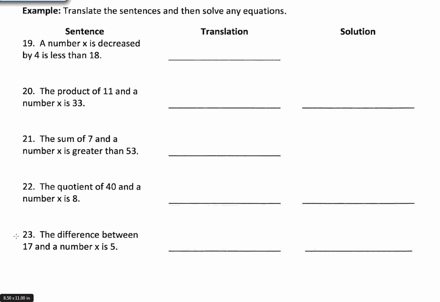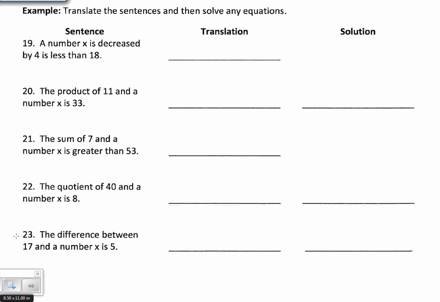Here we're going to translate sentences and then solve any equations. Up top in sections 1 and 2, all we did was translate phrases. There was no equal sign and no inequality signs, they were just phrases. Now we're going to do sentences, which means we're either going to have an equation or an inequality. However, it's the same process. I go through and I see what each word means, and I translate it.